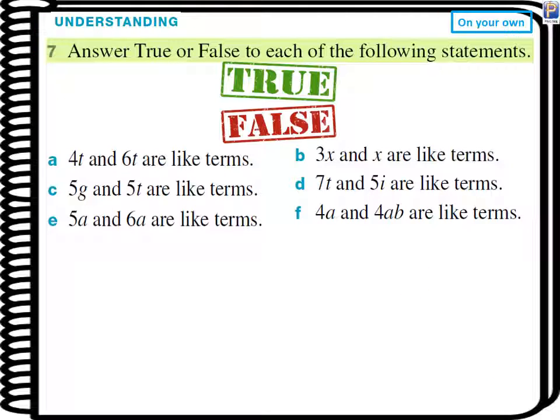True or false? 4t and 6t are like terms. True, because they're both t's. 3x and x are like terms. True, they're both x's. 5g and 5t are like terms. False. One's g's and one's t's. 7t and 5i are like terms. Same again, false. They're t's and i's. This one's true, and this one is false. They're a's, they're ab's. Different.